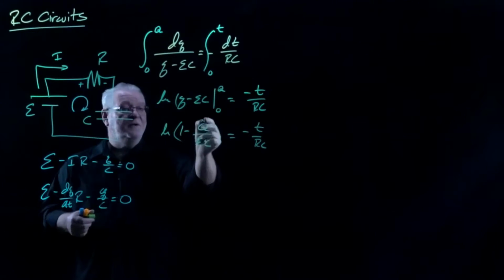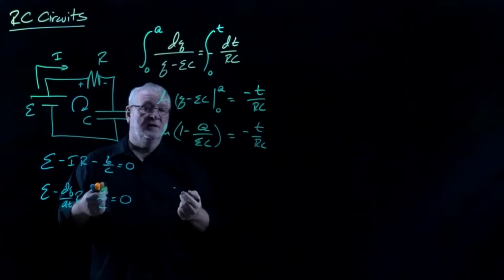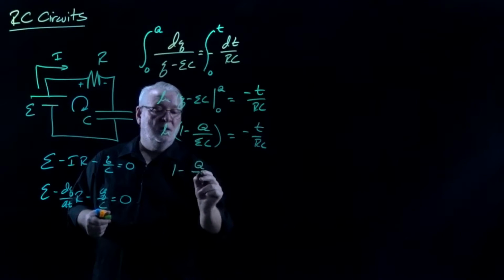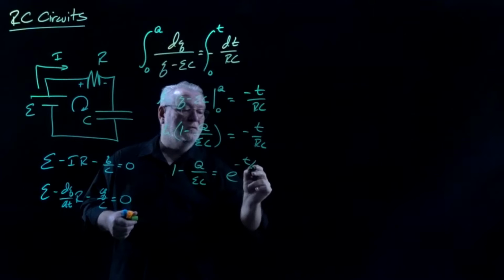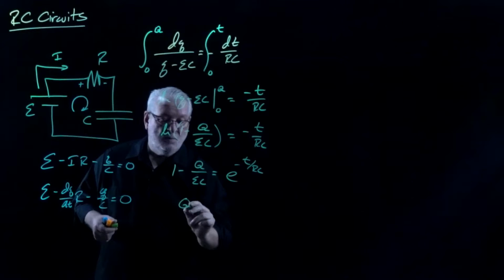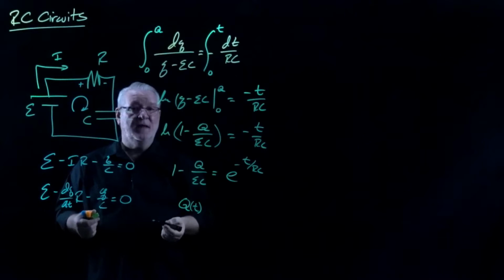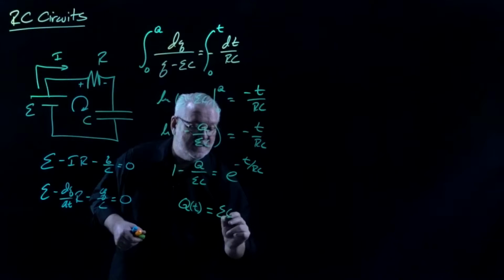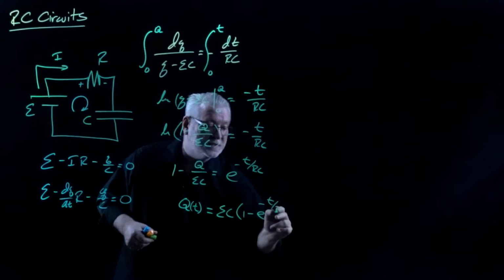You can see what we'll do now, if Q is my target to solve for, is I'll just raise each side as an exponential of the natural base. And that makes the left side 1 minus Q over EC. And it makes the right side e to the negative t over RC. And then finally, I'm going to rearrange things to solve for Q. So my final function, Q of t, which is the amount of charge on the top plate as a function of time, will equal the quantity EC times 1 minus e to the negative t over RC.